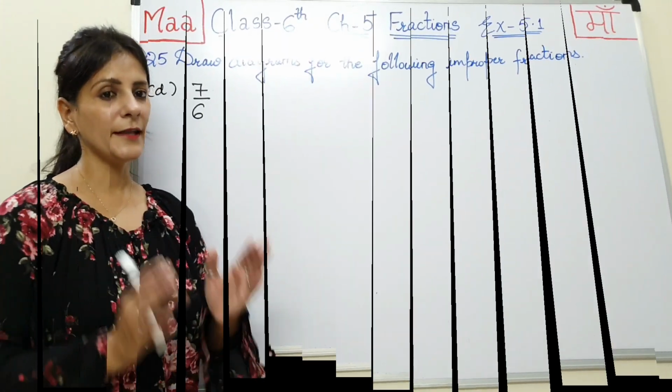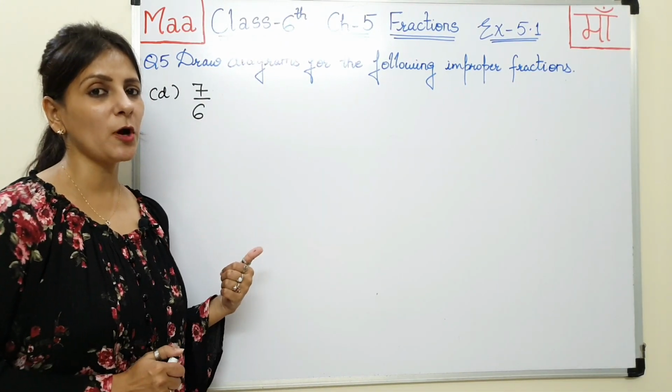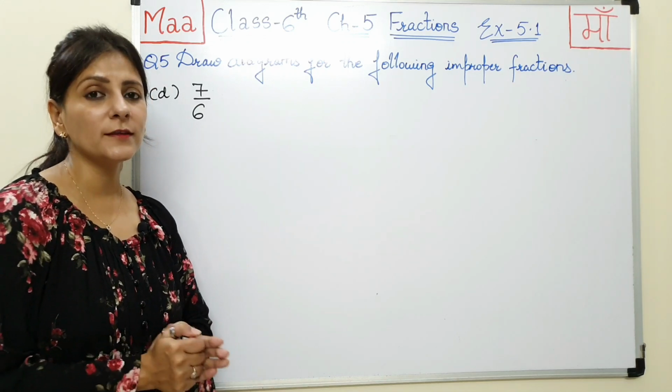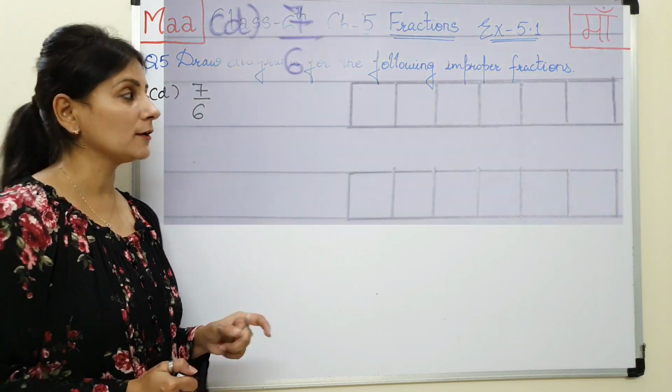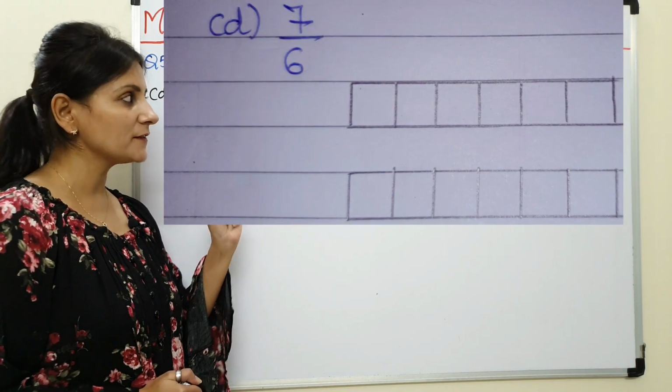Fine students. Now in D part it is 7/6. तो जो fraction given है improper fraction का वो है 7/6. Again we will be drawing the figure of 2 rectangles. Both the 2 rectangles will be having 6 parts as you can see on the screen.